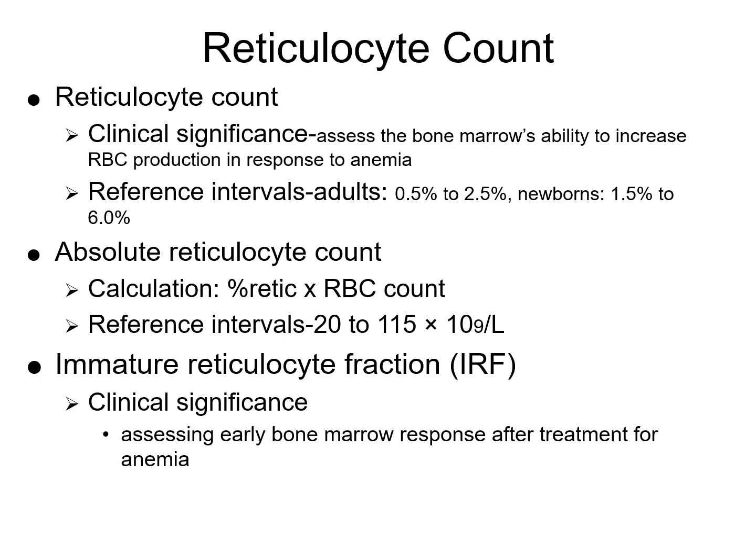We can also have the immature reticulocyte fraction. This measures the proportion of young, newly released reticulocytes in the blood. This is useful for assessing early bone marrow response after treatment for anemia or for bone marrow recovery. A rising immature reticulocyte fraction indicates active erythropoiesis before reticulocyte numbers actually do increase.